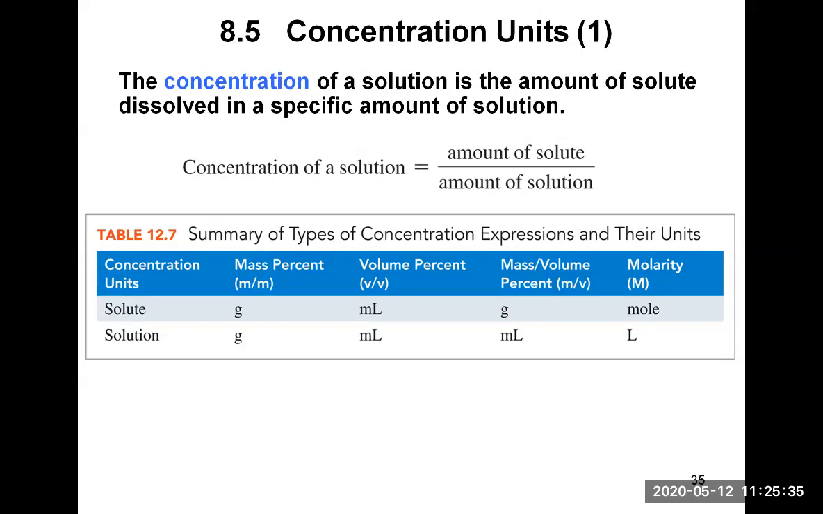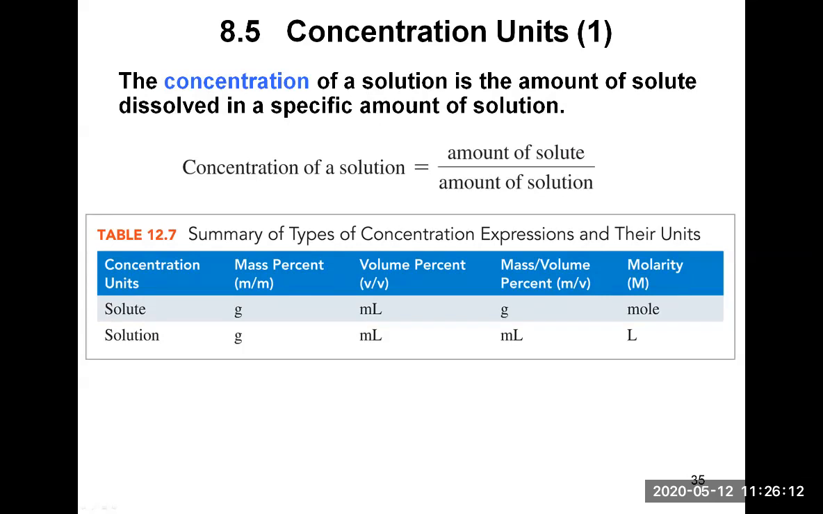There are many different types of concentration units, and we will explore only a few. Here, this summarizes the main concentrations that are used. The mass percent, and the symbol is m/m in parentheses, would take an amount of solute in grams over the amount of solution in grams times 100. We will not use that unit in this course. We will use the rest of them.